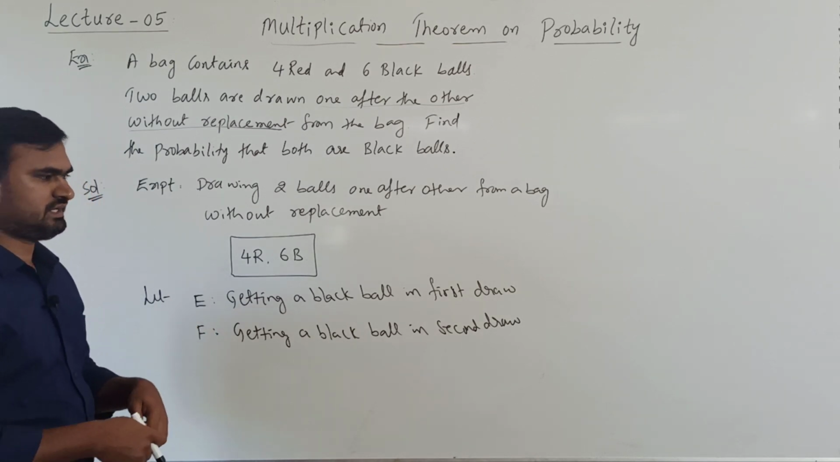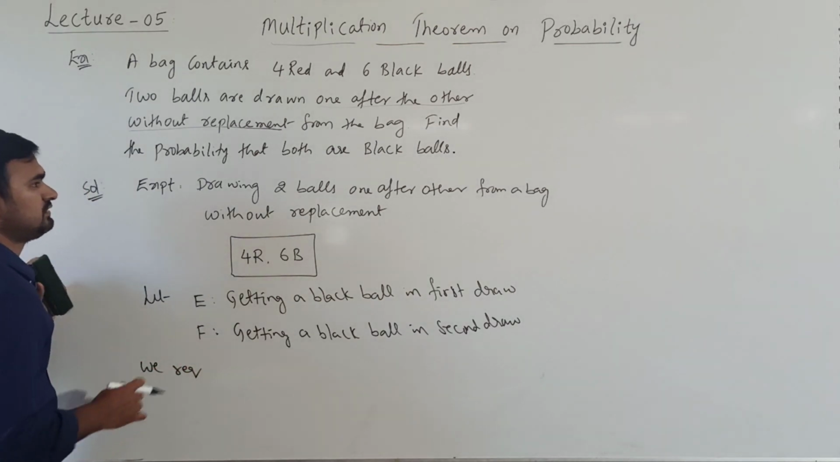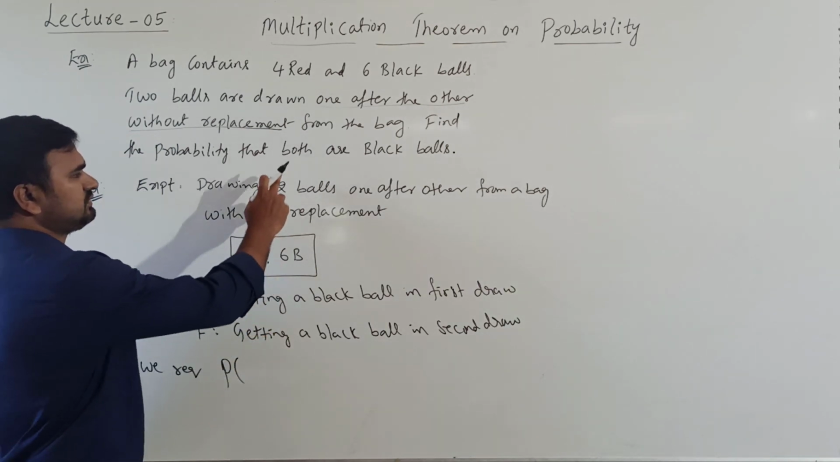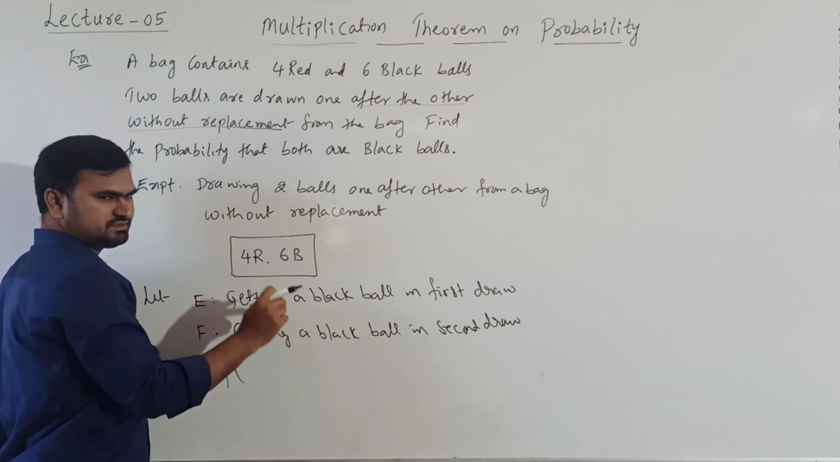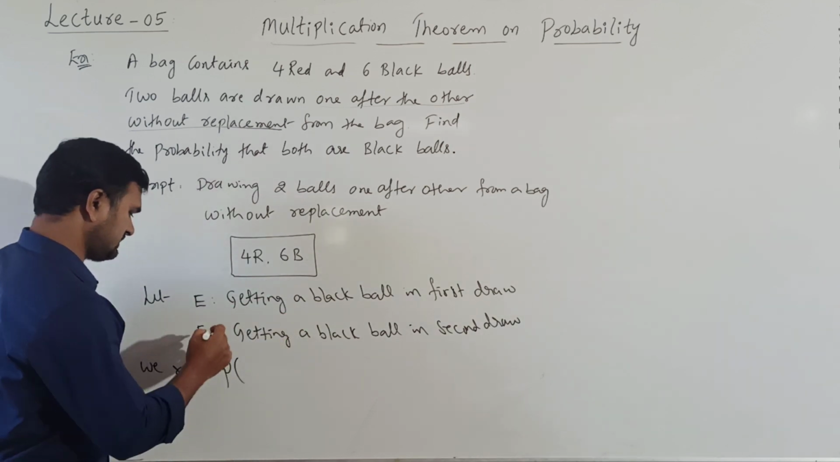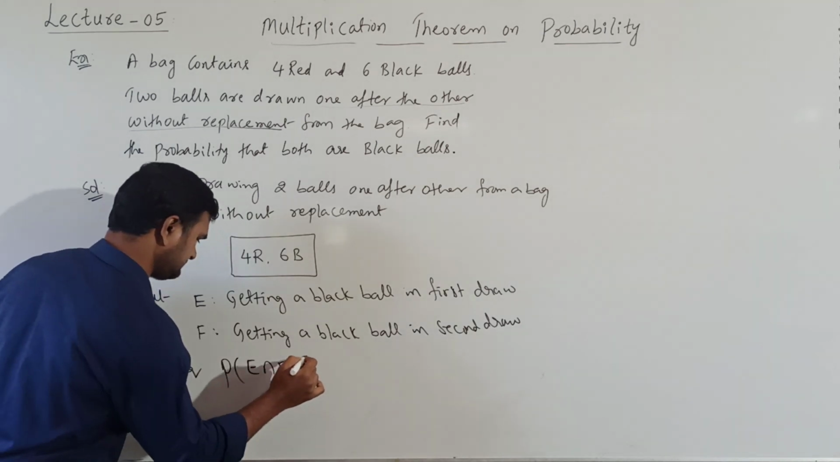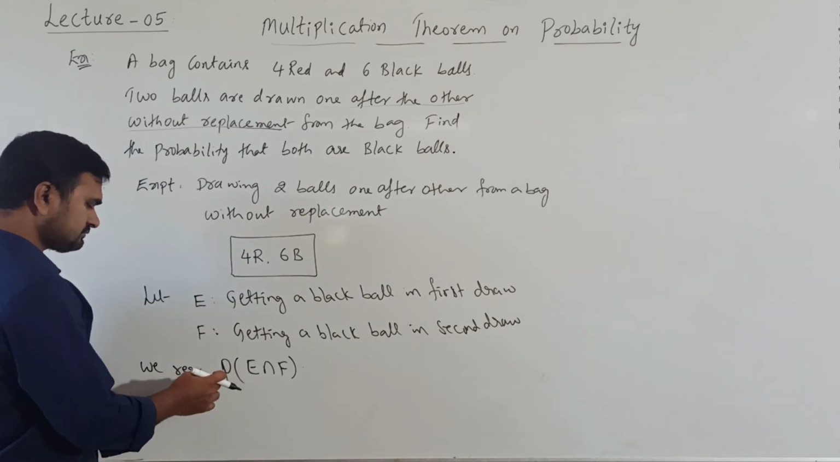Now what we require? We require the probability of both are black balls. First event should occur and also the second event should occur. So we have to find the probability of E intersection F. This is what we require.